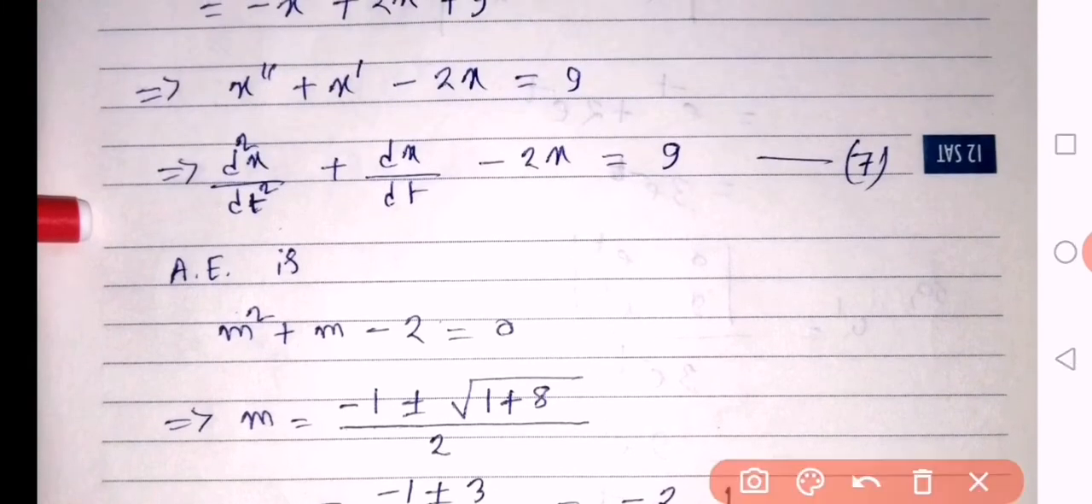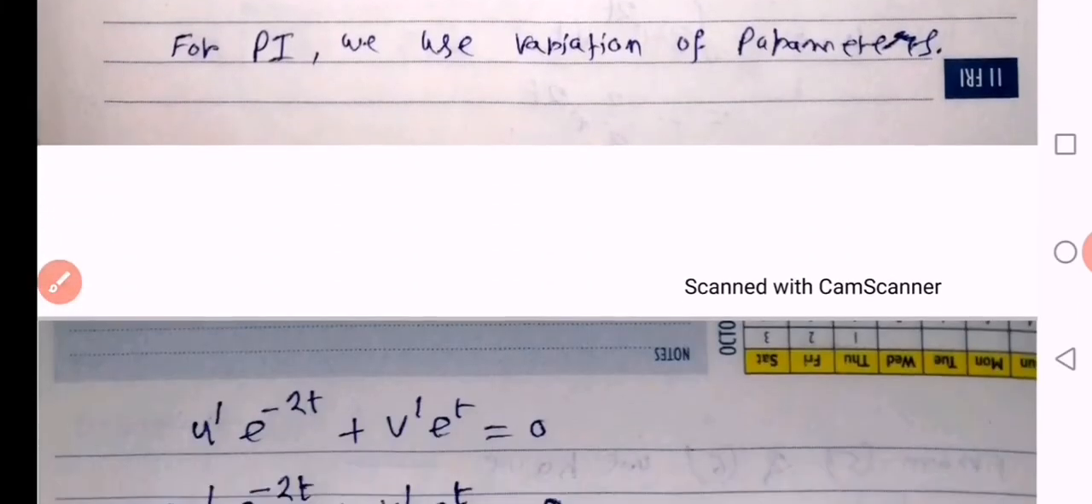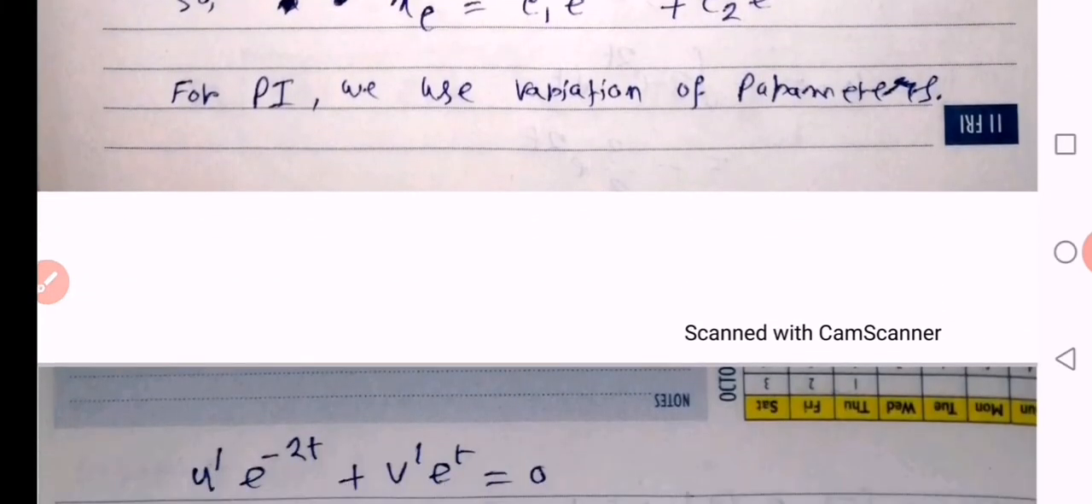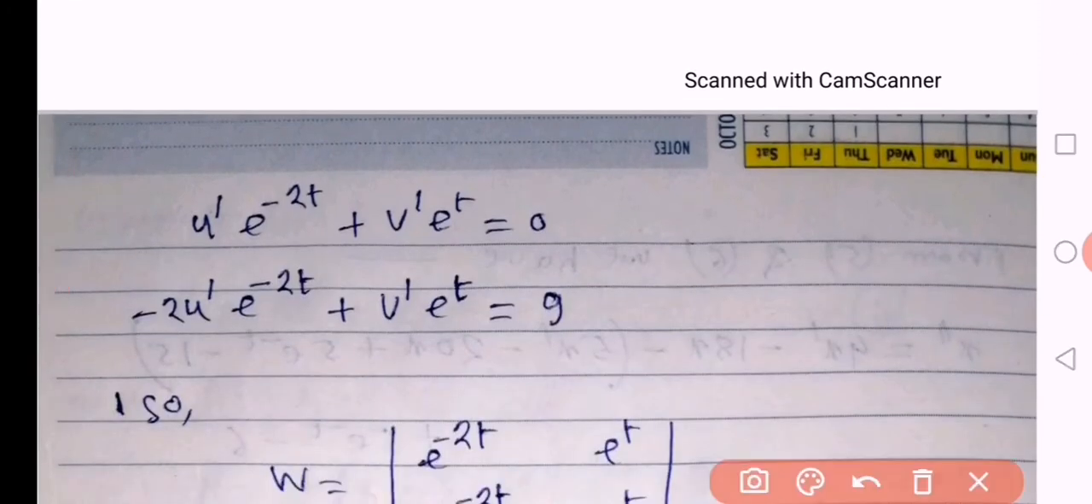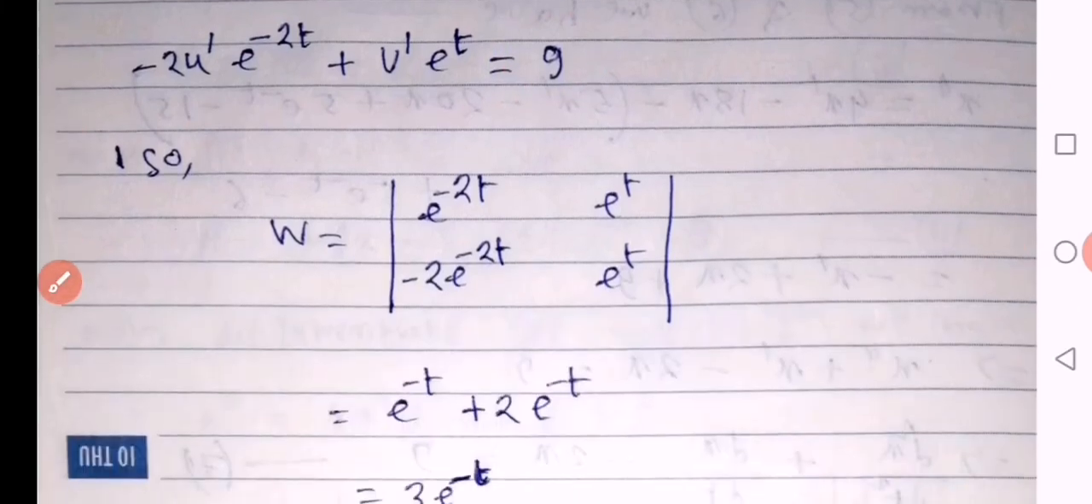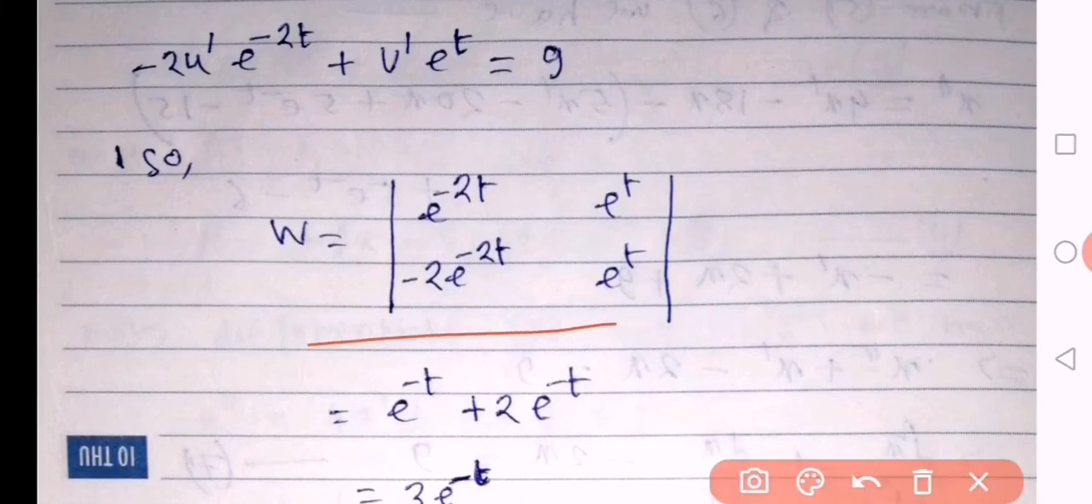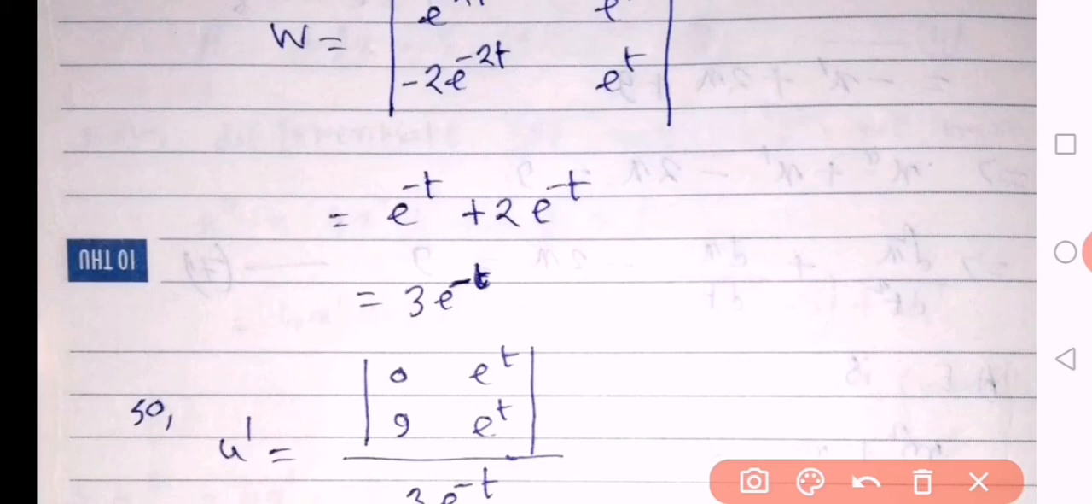For finding the particular integral, you can use any method, the method of undetermined coefficients or variation of parameters, any method you can use. Here I have used the variation of parameters method. For that I have written u dash e to the power minus 2t plus v dash e to the power t equal to 0, and then differentiating e to the power minus 2t and e to the power t with respect to t, and written the non-homogeneous part, which is 9. So the Wronskian is given by this, which finally gives 3 e to the power minus t.